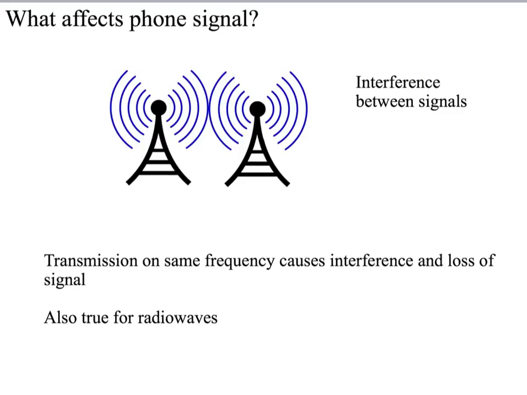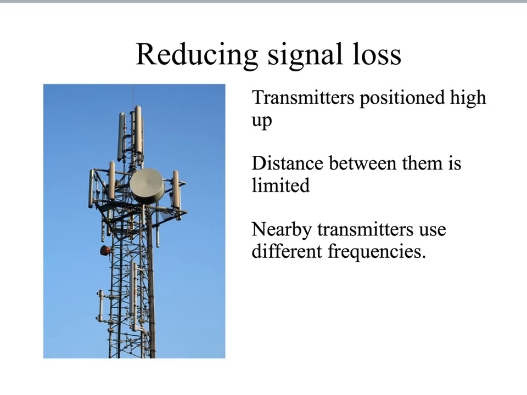Phone signals can also be affected by interference. So if there are two transmitters in the same area that are transmitting on the same or on a similar frequency, then the signal from each will interfere with each other and you'll get a loss of signal. This is also true for radio waves. So what can be done to reduce signal loss?